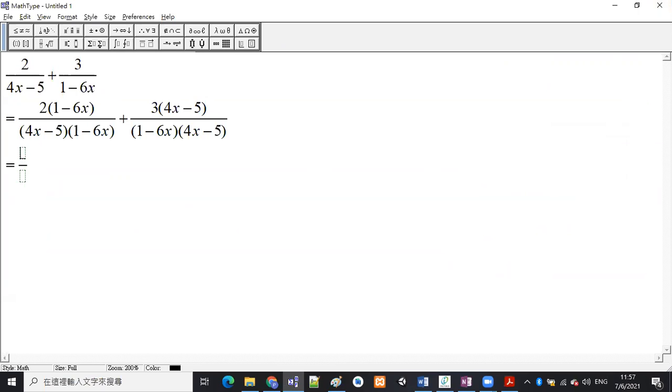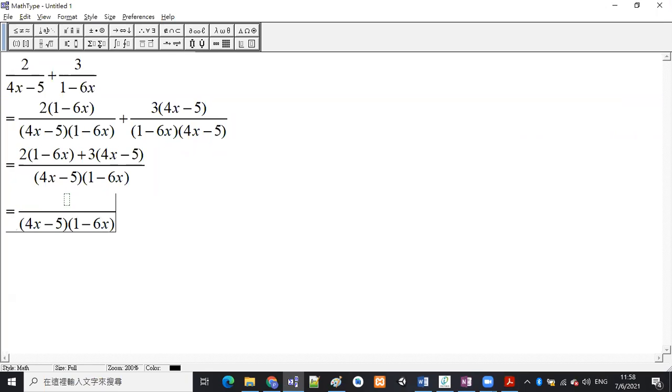And when the two fractions have the same denominator, you may merge them together to be the same fraction. Just like this, plus 3 bracket 4x minus 5. Then you just remove the brackets on the top. Just keep the brackets on the bottom. Remember, usually we don't expand the brackets in the denominator, okay? But the numerator has to be expanded. It's like this.